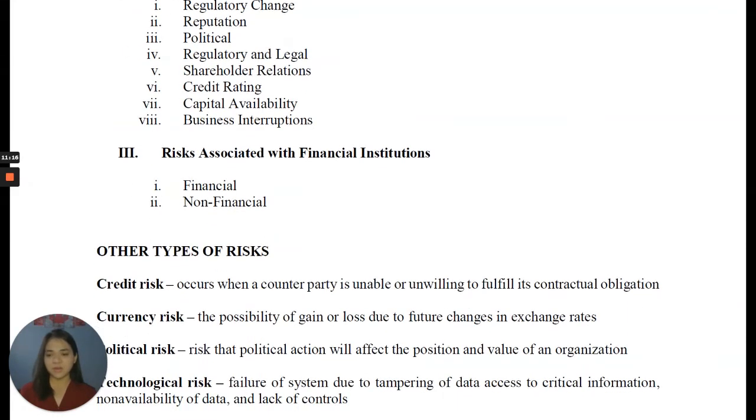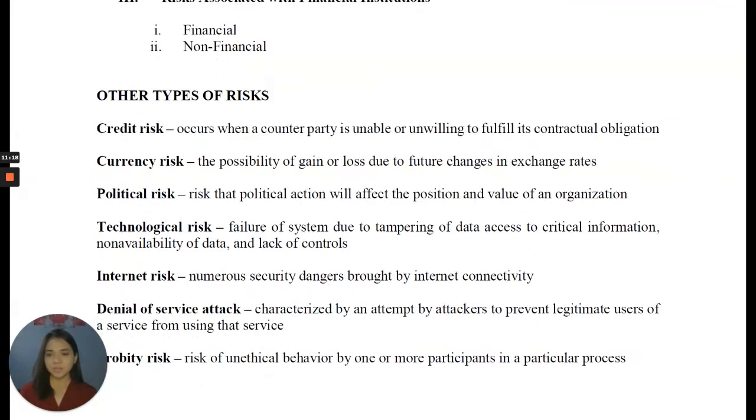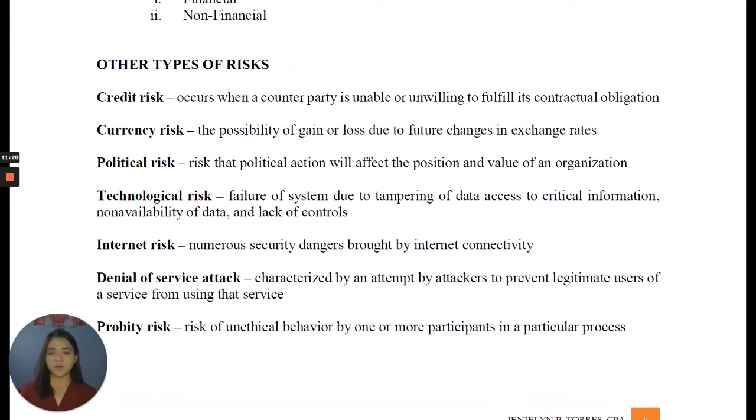Other types of risk are credit risk. It occurs when a counterparty is unable or unwilling to fulfill its contractual obligation. Currency risk is the possibility of gain or loss due to future changes in exchange rates. Political risk is the risk that political action will affect the position and value of an organization.